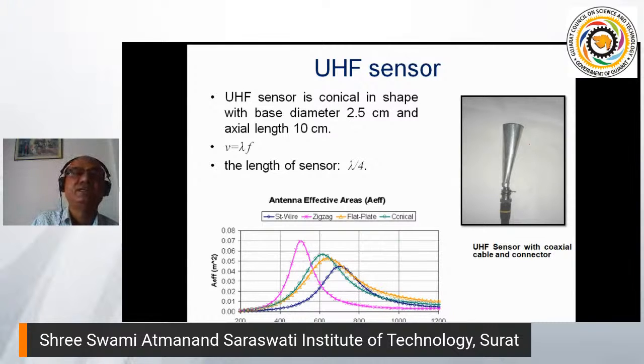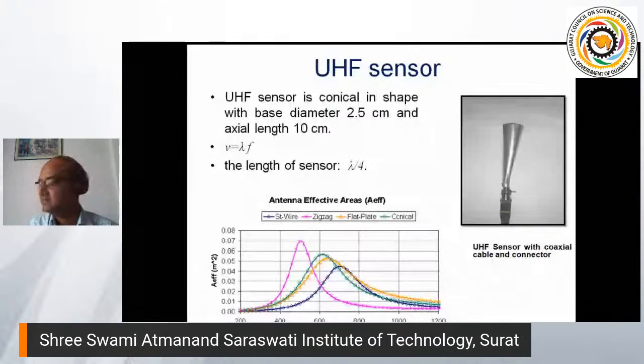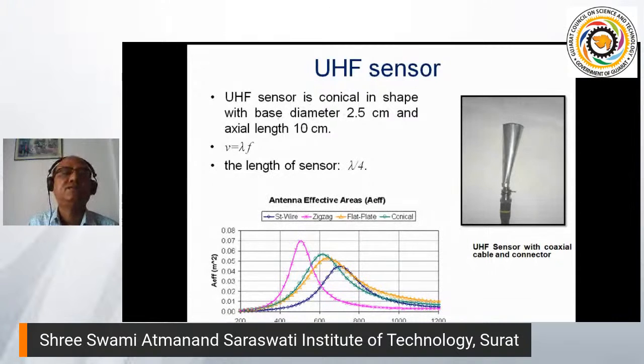But if you want to capture a different frequency, then the length will be different. Length depends on the frequency, right? So what should the length be? For example, the speed is constant, the speed of light, so lambda will be different for different frequency. Based on that, the length of the sensor is decided.